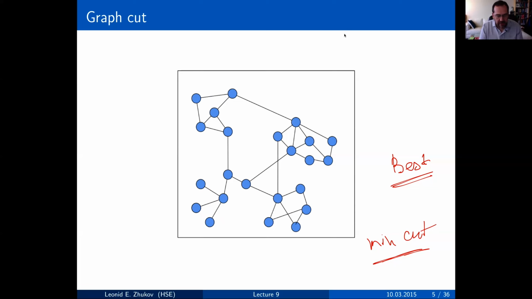So, is there any way to fix this? Can we modify the criterion to be able to find more balanced partitions? I mean, we can of course put an if statement and say, okay, if one node, don't cut it, right? But that doesn't sound like an algorithm.